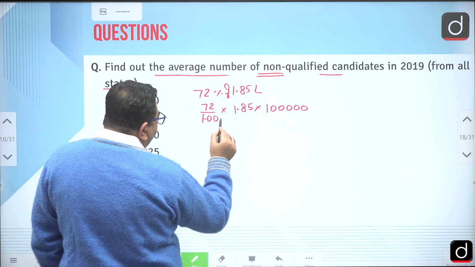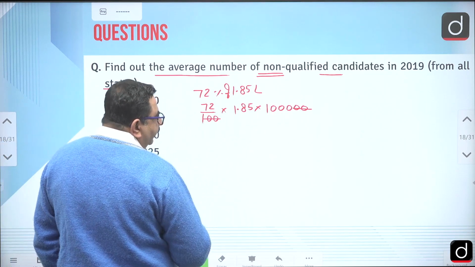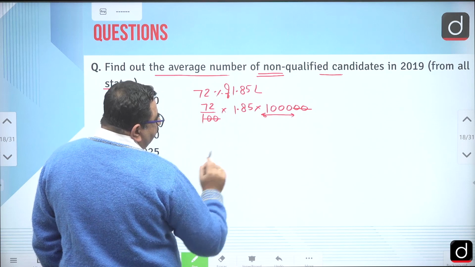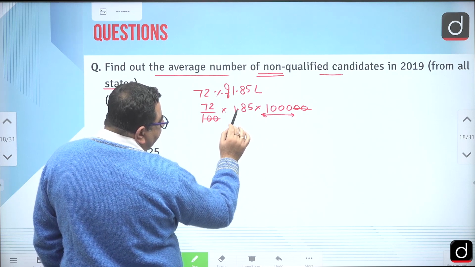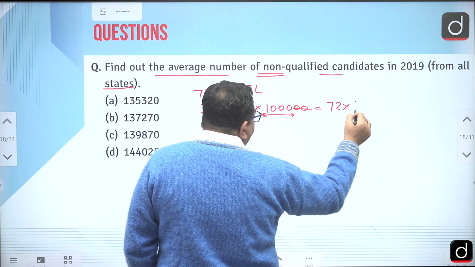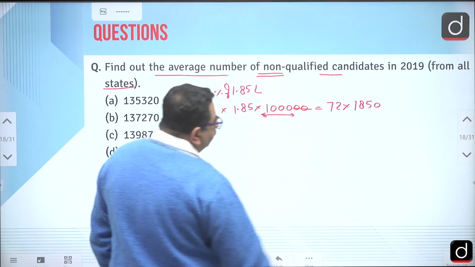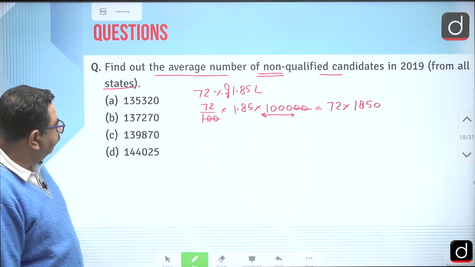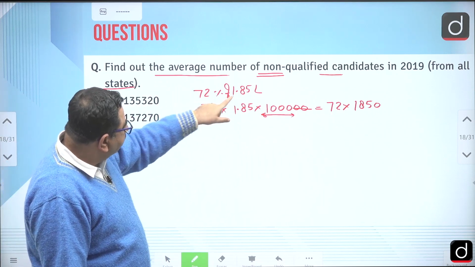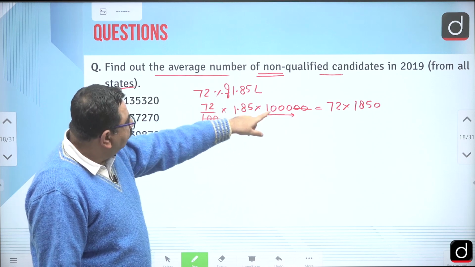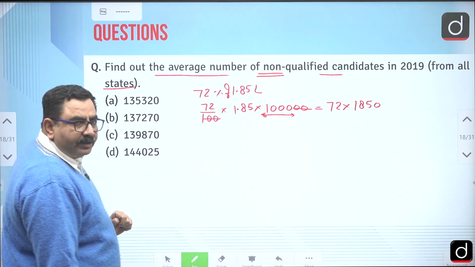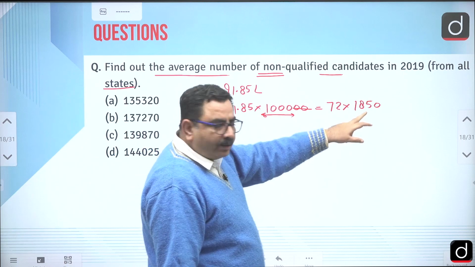So the 2 zeros and 2 zeros will cancel out, and ultimately we have to multiply by 3 zeros. When we multiply by that, the decimal will move 3 places. So finally I can write it as 72 into 1850. This we can do beforehand: whatever the percentage, we can multiply the number by 1000 to write the value. Now it is 72 into 1850.